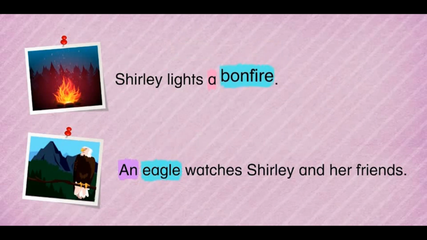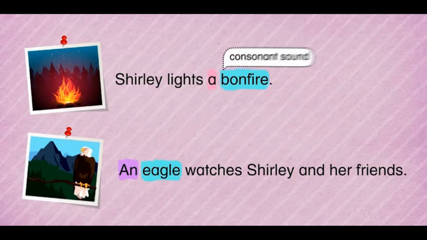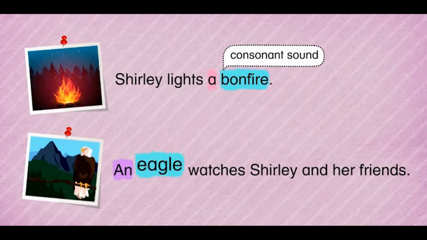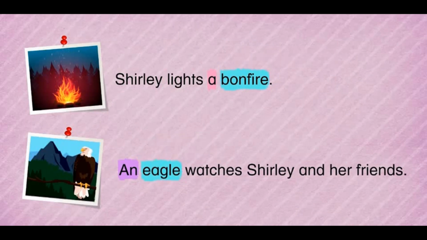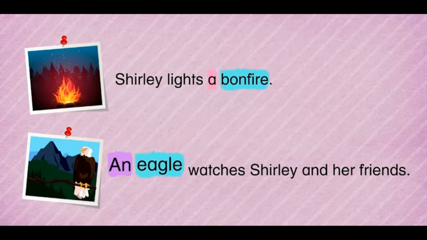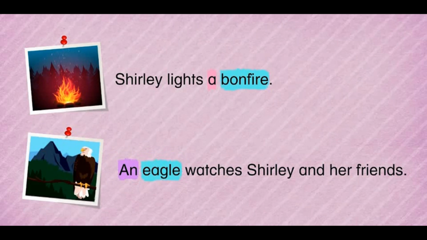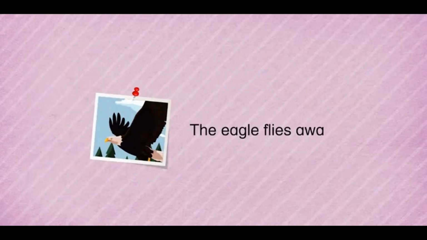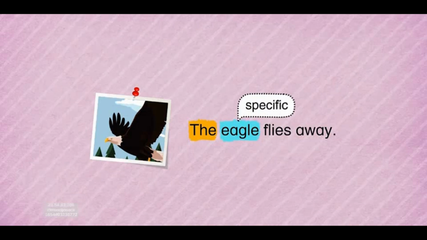The word bonfire starts with a consonant sound, while eagle begins with a vowel sound. So we say a bonfire and an eagle. The eagle flies away. We use the before eagle here, as we are talking about one specific eagle, the same one that watched Shirley and her friends.